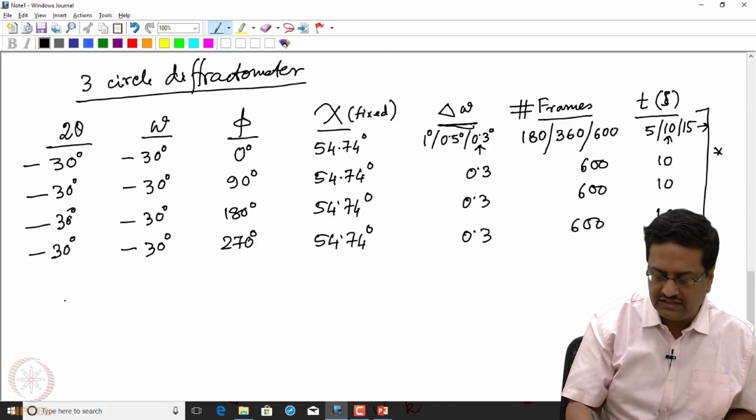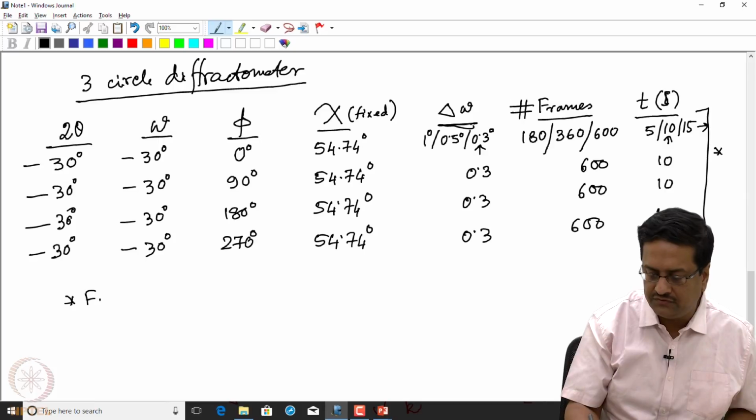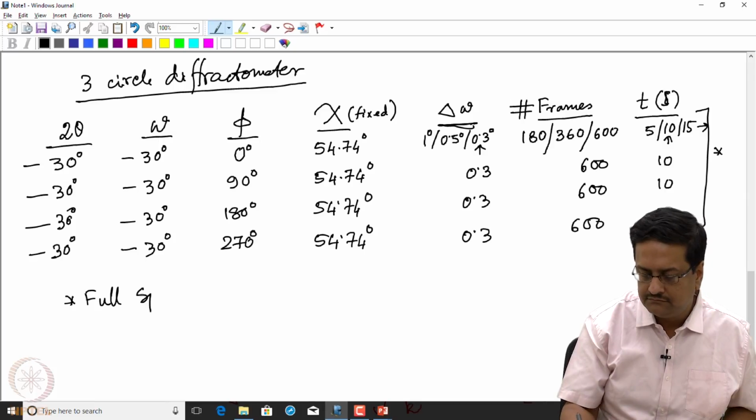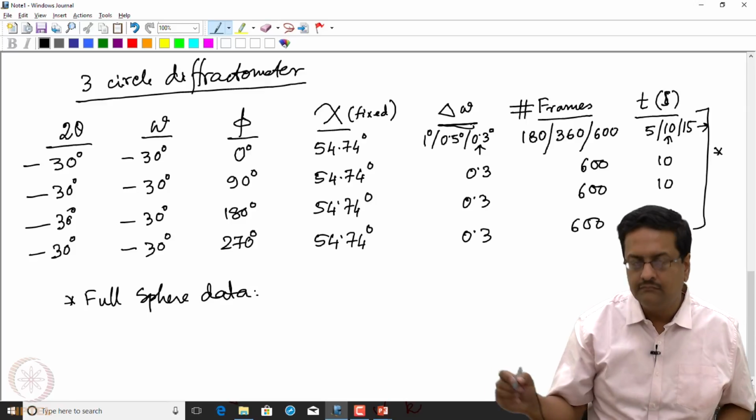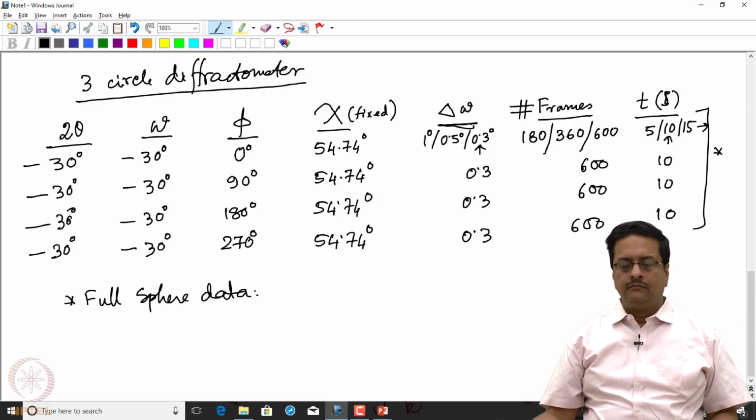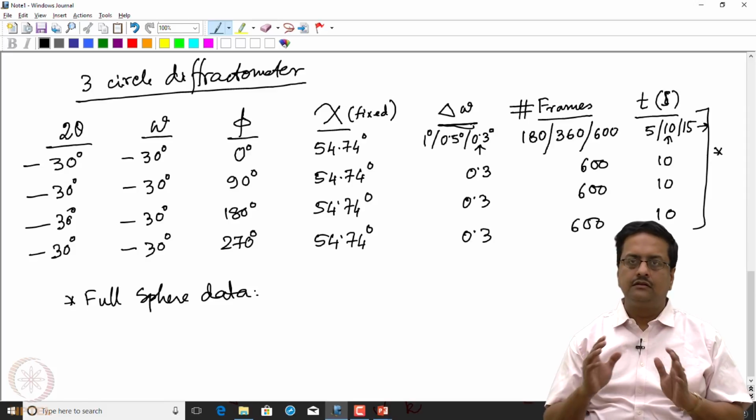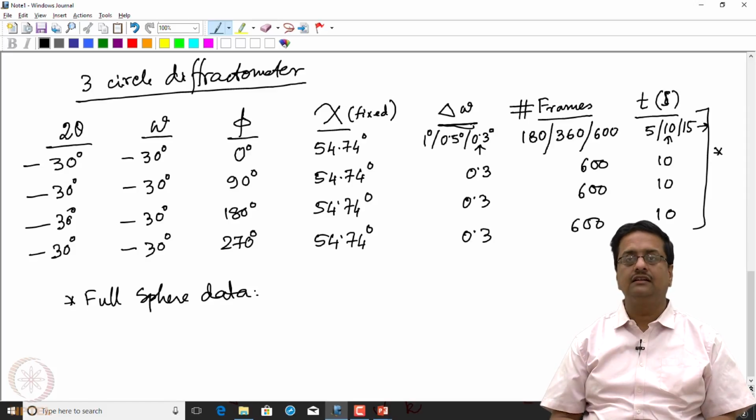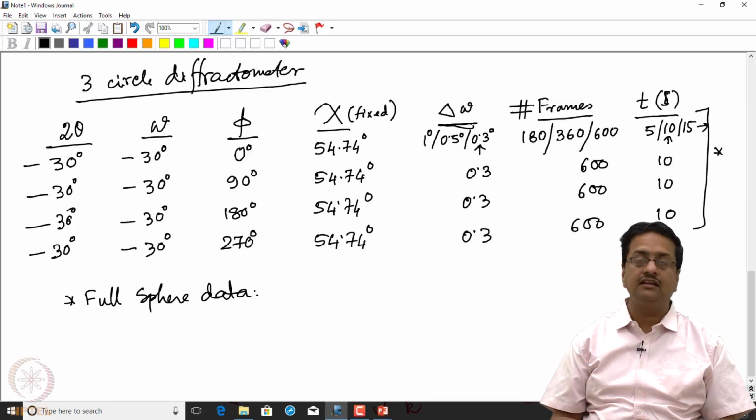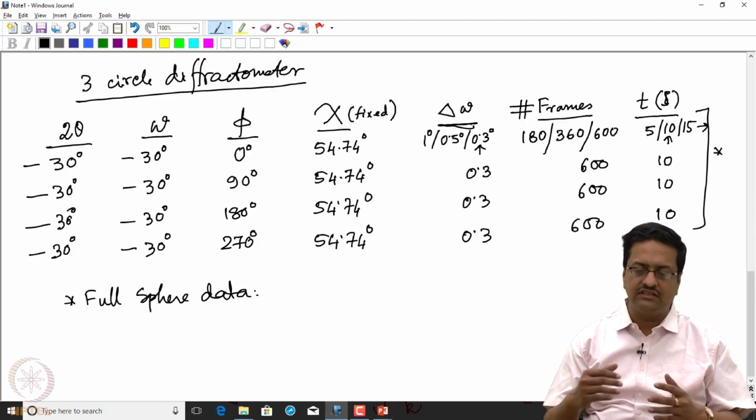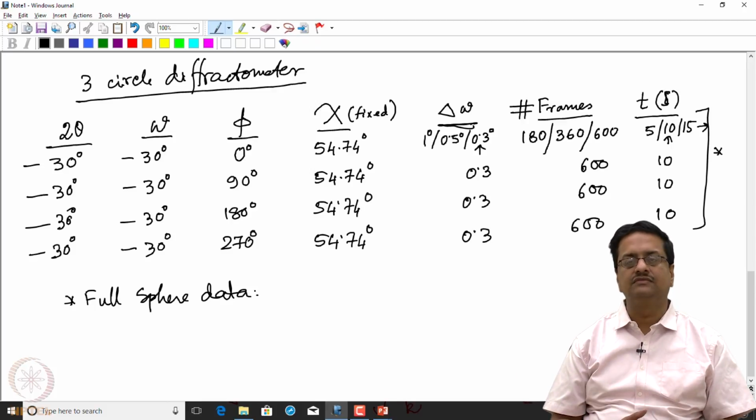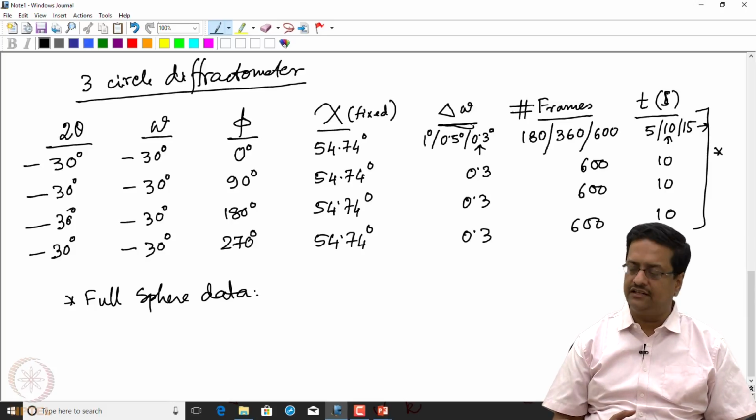All these four sets represent a full sphere data. That means we have collected much excess of data if we have done these four sets. In some cases, we really need this full sphere data. We will come to that when we discuss the non-centrosymmetric structures and anomalous scattering.